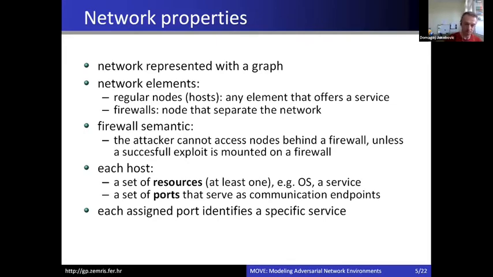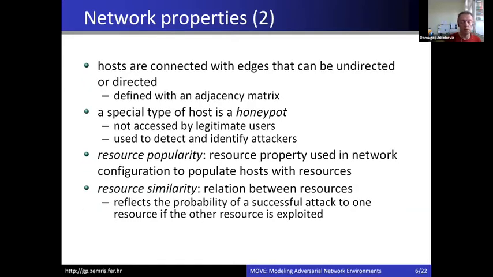Each host bears a set of resources. At least one resource is available at every host. For instance, that can be just an operating system for running the tasks, or any service that the users can connect to. These resources are accessible through ports that serve as communication endpoints. So each assigned port identifies a specific service. Hosts are, of course, connected, and they can be connected with either undirected or directed connections, and this is in our model defined with an adjacency matrix.